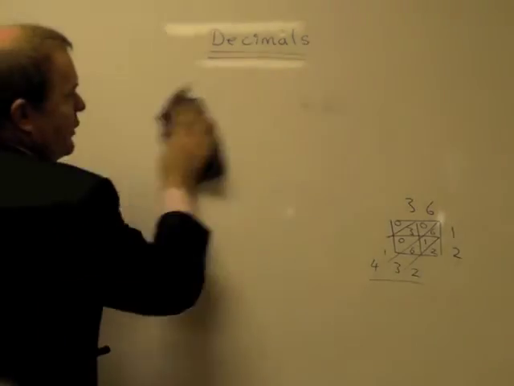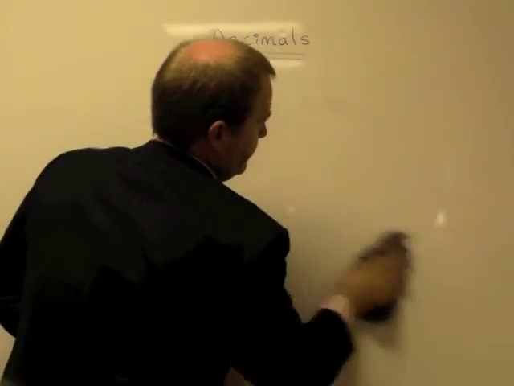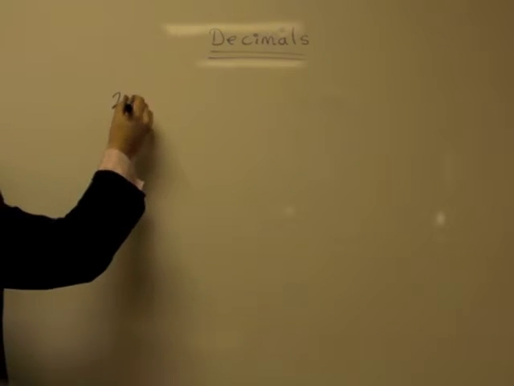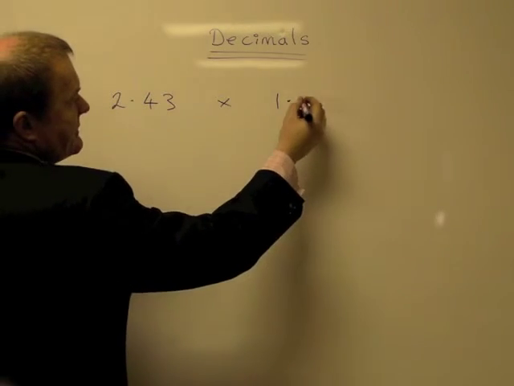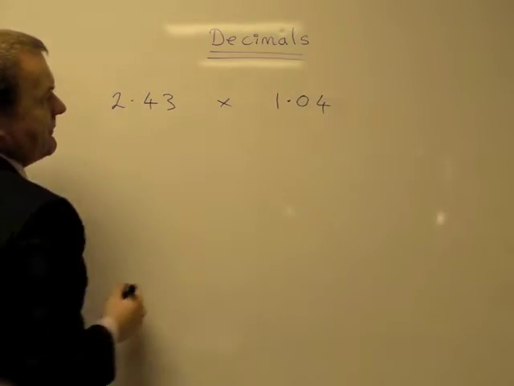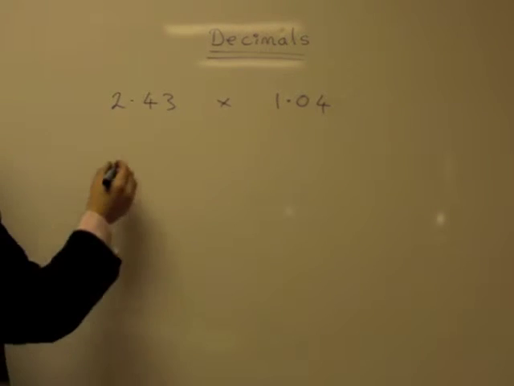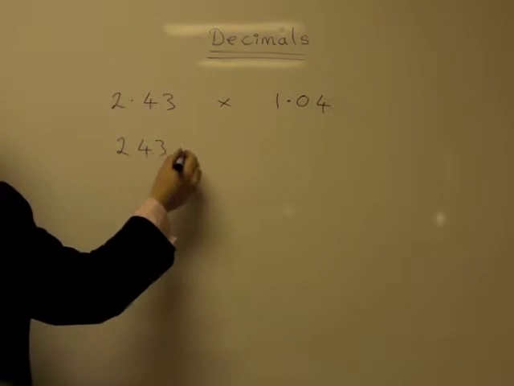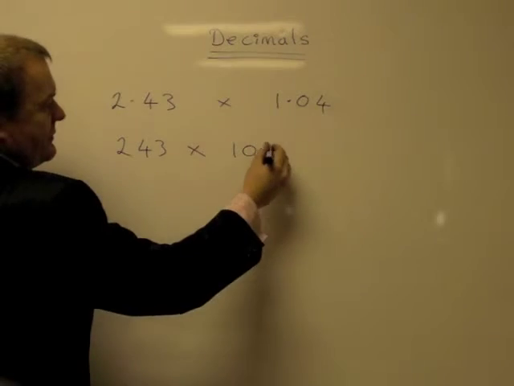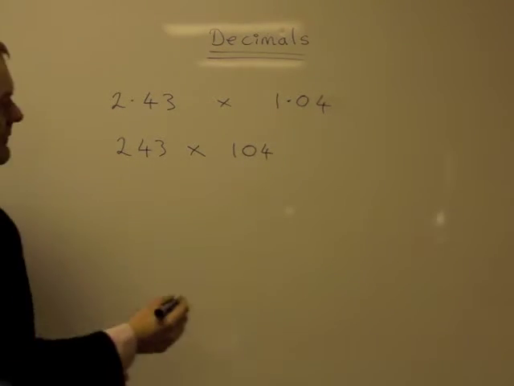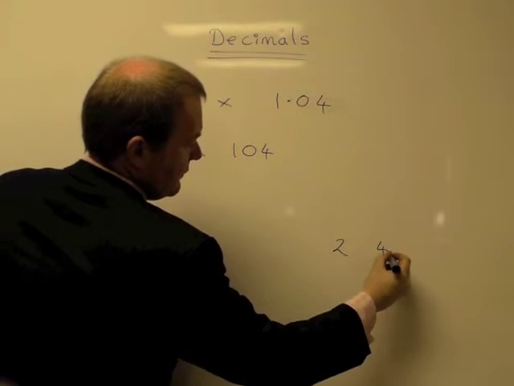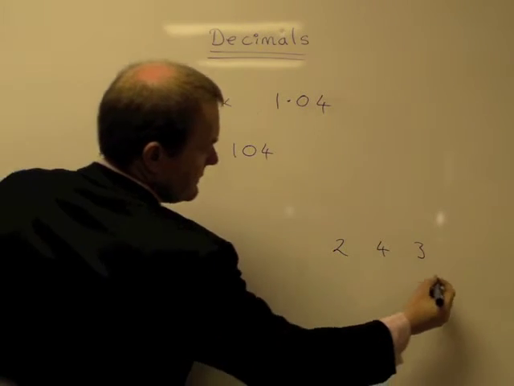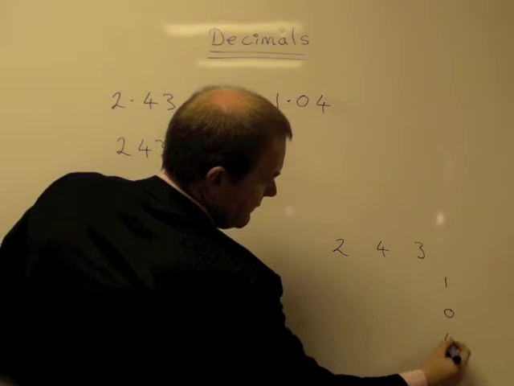Okay, so let's put a couple more decimal points in, so you can see the pattern working again. So 2.43 times 1.04. Okay, so what would 243 times 104 be? Okay, so slightly longer sum. 2, 4, 3 times 104.